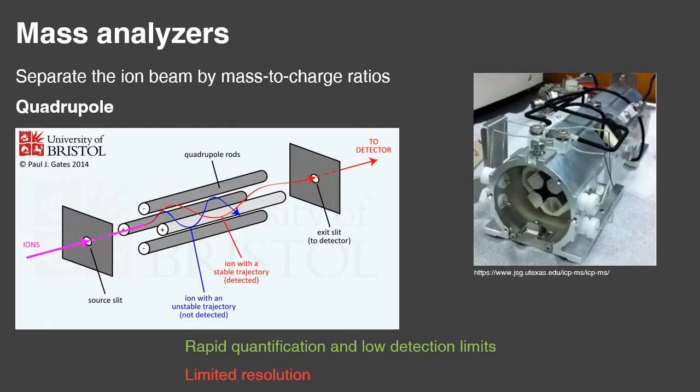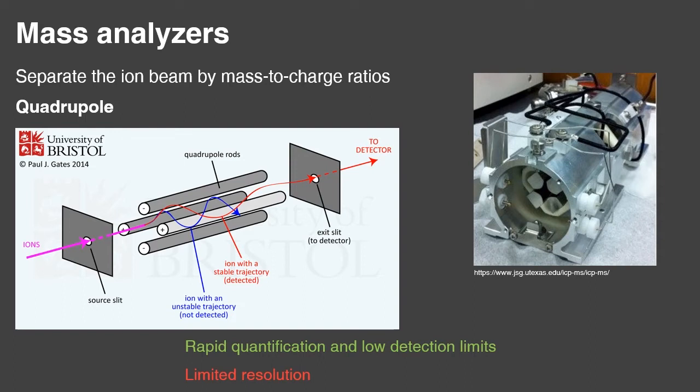The photo on the right shows a quadrupole mass analyzer from an ICP-MS instrument. The sketch on the left shows its design and functionality. It consists of 4 parallel metallic rods with equal length and diameter. They are used as electrodes, and the opposing pairs each have the same polarity.